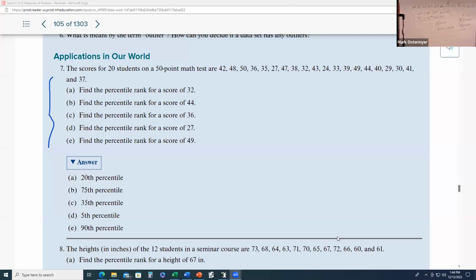How many observations are less than 44? 1, 2, 3, 4, 5, 6, 7, 8, 9, 10, 11, 12, 13, 14 observations. And let's see, 14 divided by what? 20, right? 14 divided by 20.